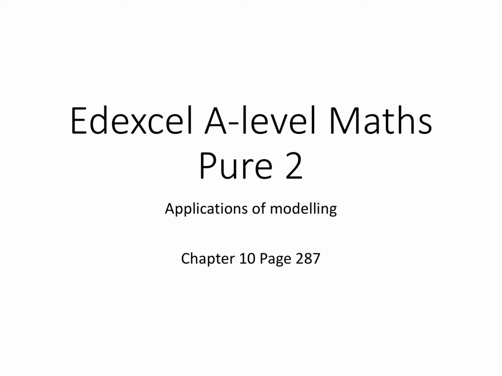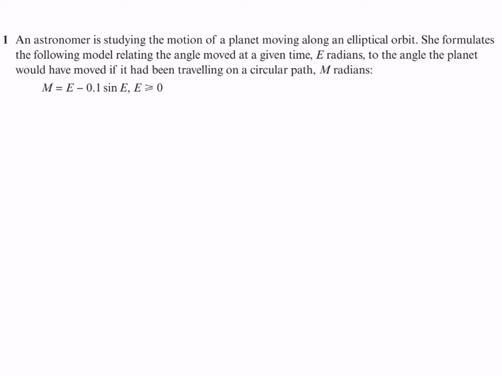This recording for Edexcel A-Level Maths Pure 2. I'm going to look at the applications of modelling section in chapter 10, and specifically question 1 on page 287, which is this. An astronomer is studying the motion of a planet moving along an elliptical orbit.